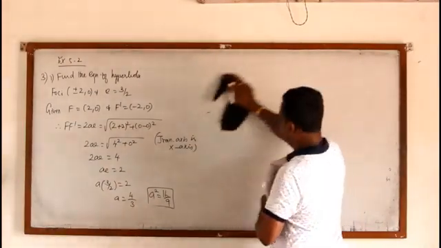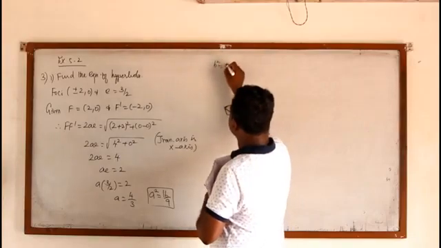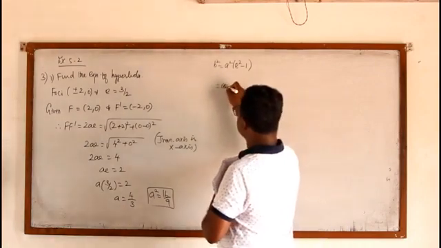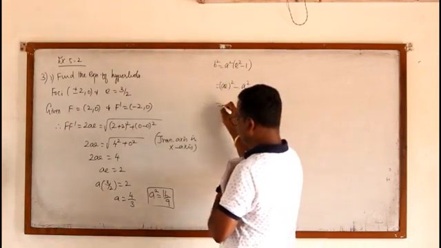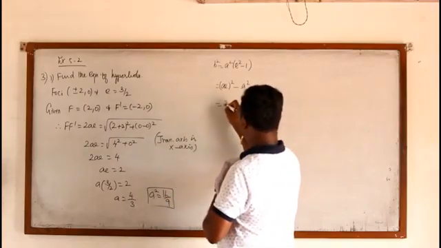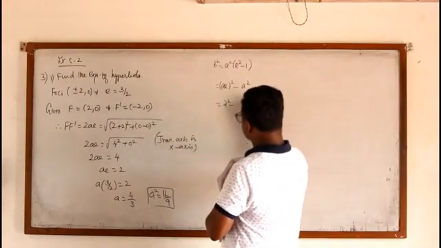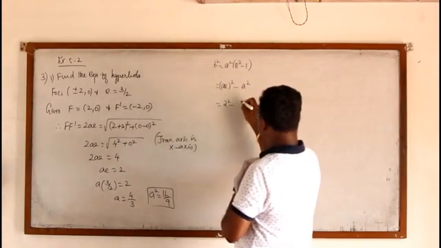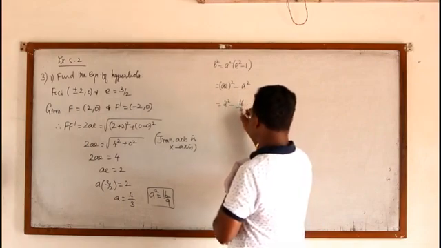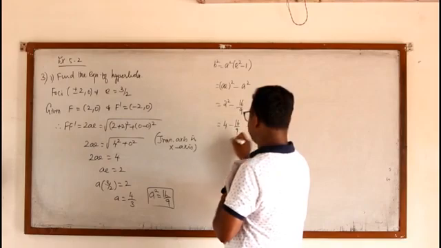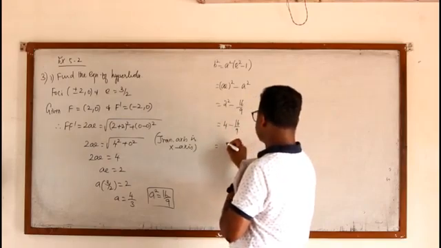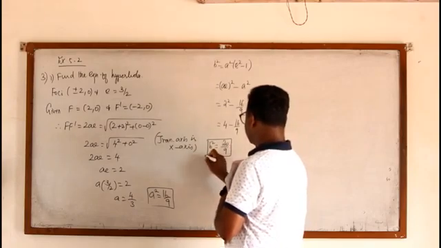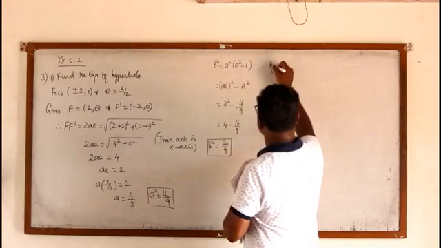That is, we shall find b square. We know b square equals a square into e square minus 1 for a hyperbola. It is ae the whole square minus a square. ae is 2, so it is 2 square minus 16 by 9. That is 4 minus 16 by 9. 4 9s are 36, 36 minus 16 is 20 by 9. This is b square.